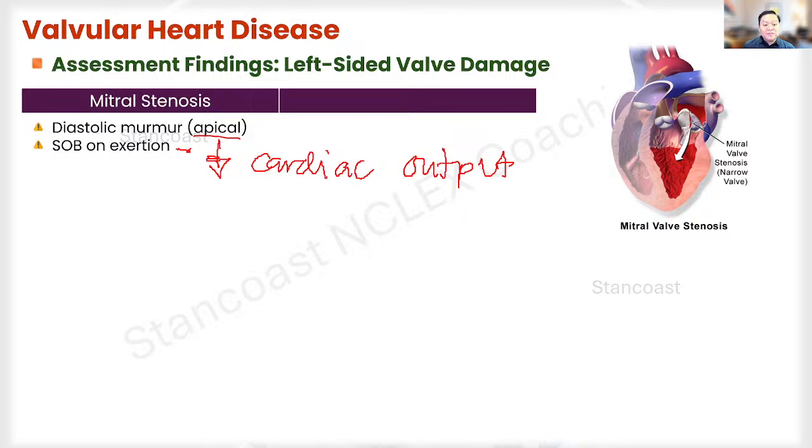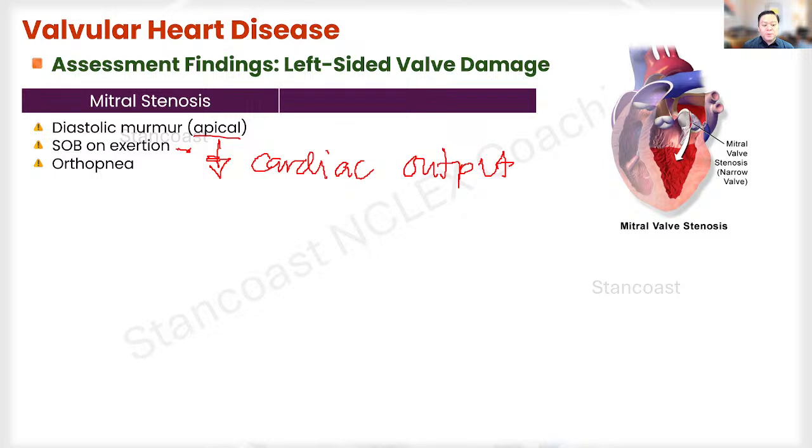Now, another manifestation here is the orthopnea. So the person here can only assume a comfortable spot when they're breathing, when they're sitting upright. And this is caused by the pulmonary congestion. The person will have difficulty breathing when they're in a flat or supine position, okay?